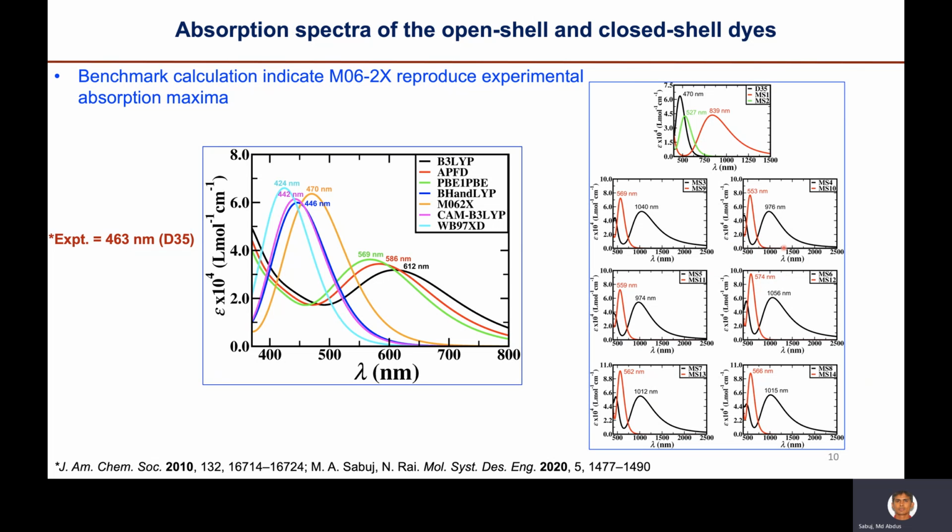The absorption spectra of the parent and designed dyes are provided in this figure. As we can see from this figure, all the designed dyes significantly redshift the absorption maxima from the parent dye D35. However, the open shell dyes have more redshifted absorption maxima than the closed shell dyes, such as comparing the absorption maxima of open shell dye MS3 with its closely related closed shell dye MS9. We can see that the open shell dye redshifts the absorption maximum by 570 nanometers, whereas the closed shell dye only redshifts it by 99 nanometers from the parent dye D35.